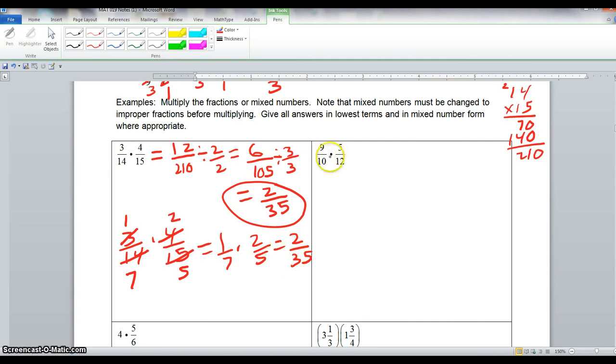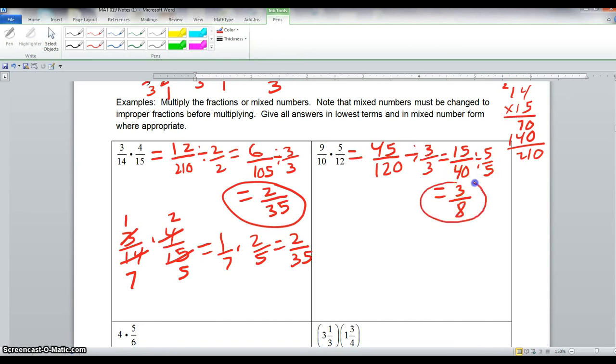Now, we have our next problem here. We have 9/10 times 5 over 12. So 9 times 5 is 45. And 10 times 12 is 120. Now, if you look here, 45 and 120 both have 3 in common. 45 divided by 3 is 15. 120 divided by 3 is 40. Now, both of these have 5 in common. 15 divided by 5 is 3. 40 divided by 5 is 8. So our final answer here is 3/8.